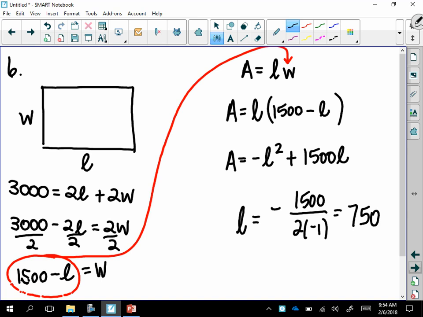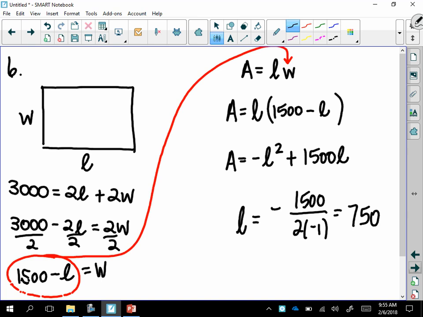What does that represent? Say again? The largest of the area. Not exactly. That is the length that's going to cause me to have the biggest area. Okay? The length that's going to give me the biggest area. So if I set up this field to have a length of 750 feet, then I'm going to have maximized the area. So let's go back and make sure that we answer the question for number 6.